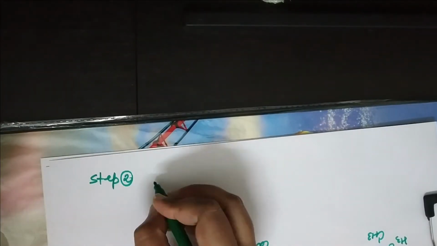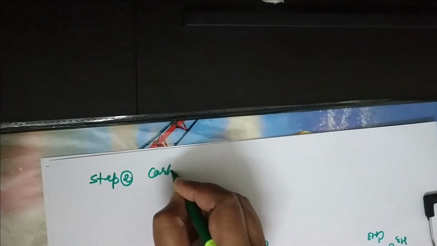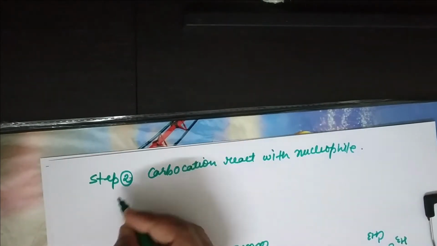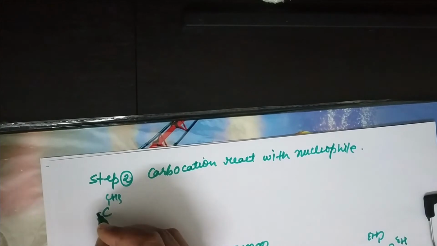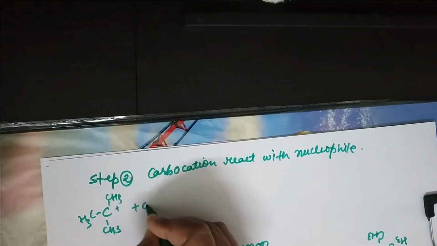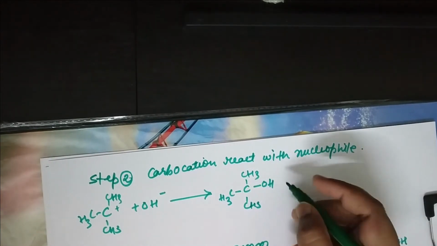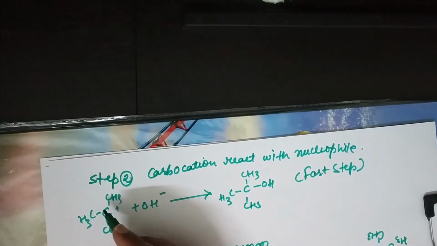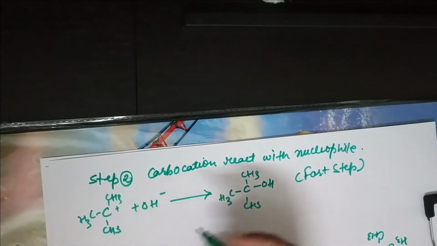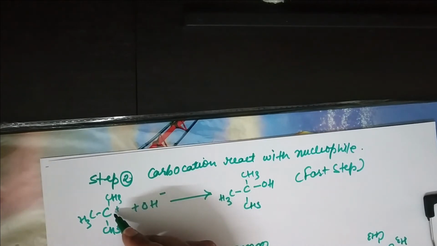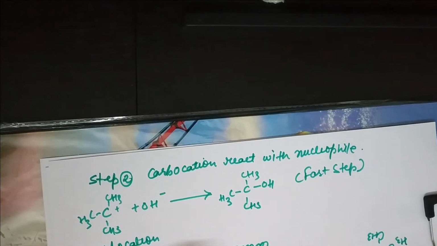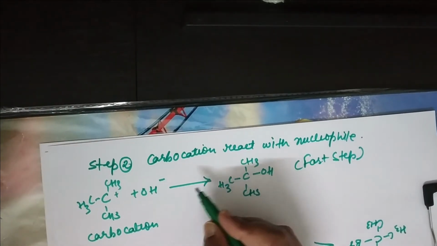In step 2, the carbocation reacts with the nucleophile. So here, in the first step the carbocation is generated, which reacts with the nucleophile and forms tertiary butyl alcohol. If more of this carbocation forms, the nucleophile can easily form a bond with it. So ultimately, the rate of reaction depends on the formation of carbocation. The more carbocation present in the reaction, the more it will react with OH.